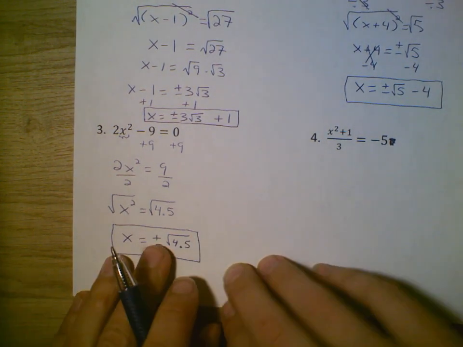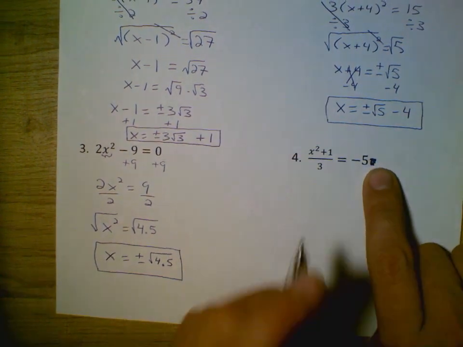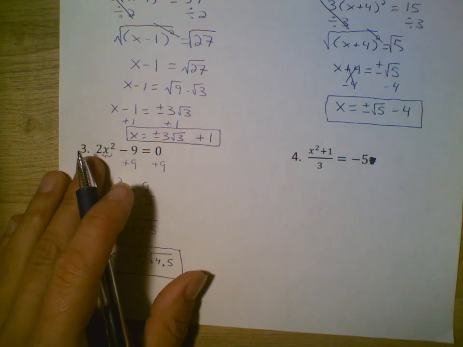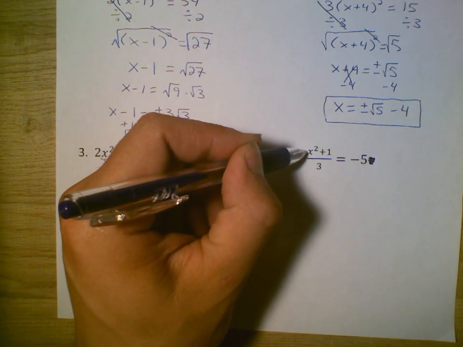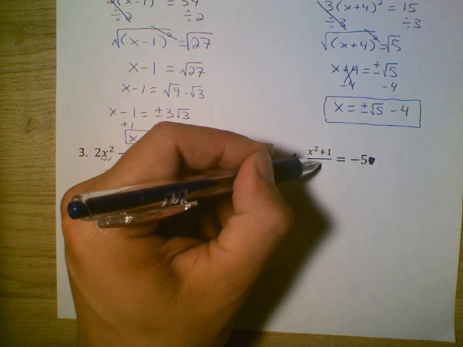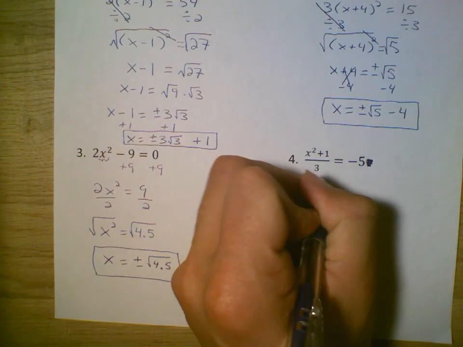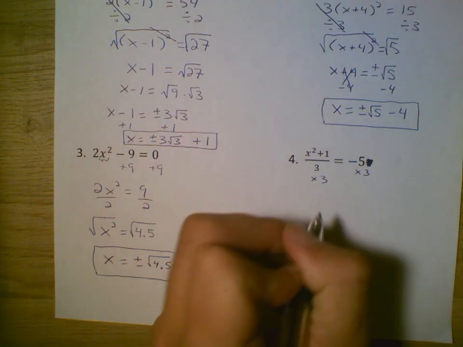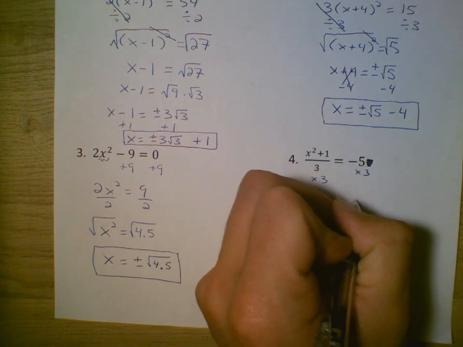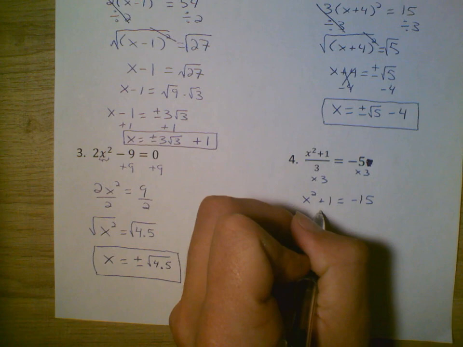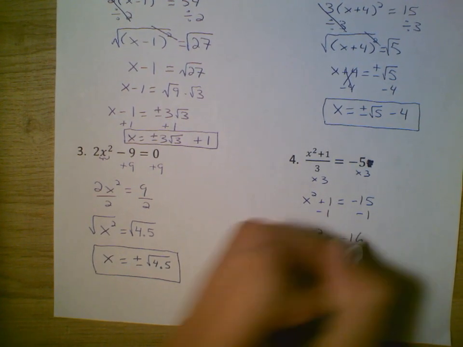And then lastly, if I look at number 4, now some of your papers may have had a V here. That's a typo. You can just go ahead and cross that off. But same thing, we want to get the square by itself. So notice only the x is being squared. We want to eliminate these other things. Now, because everything is getting divided by 3, I want to start by multiplying by 3. That's going to give me x squared plus 1 equals negative 5 times 3, which is negative 15. And then I can subtract 1 from that. I'll get x squared equals negative 16.